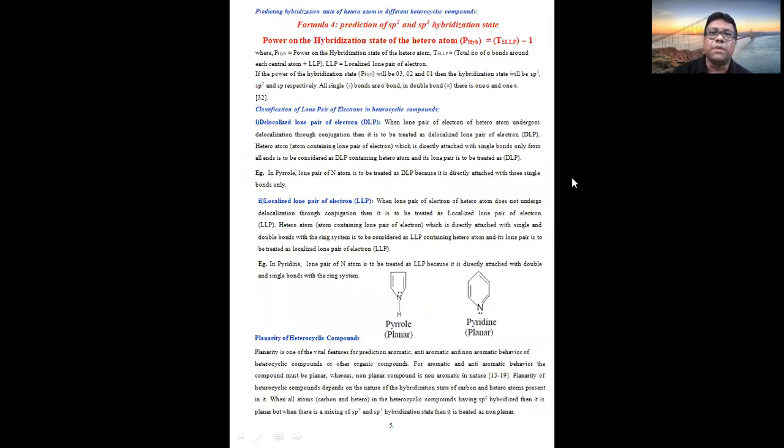Next, power of the hybridization state of sp2 and sp3 for heterocyclic compounds. In this case, the formula used is: power of the hybridization state equals TS LLP minus 1. Here, LLP stands for localized lone pairs. In the same way, lone pairs can be divided into two types, localized and delocalized, and this formula is framed using the localized lone pair.